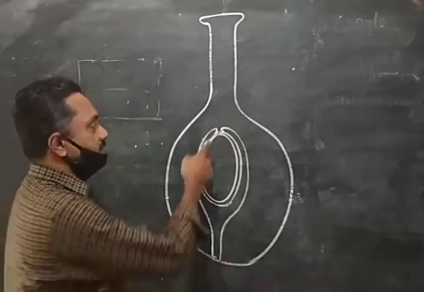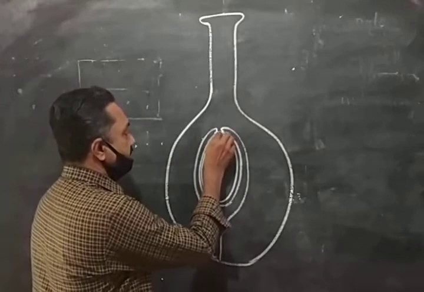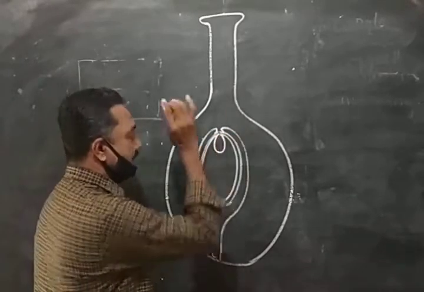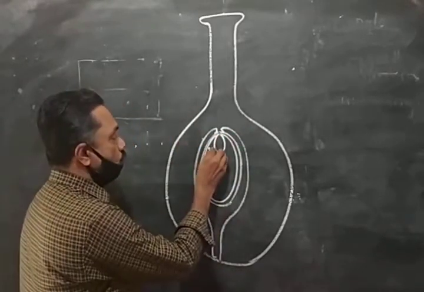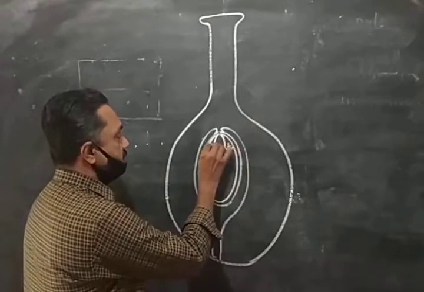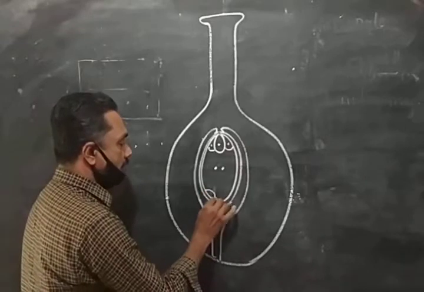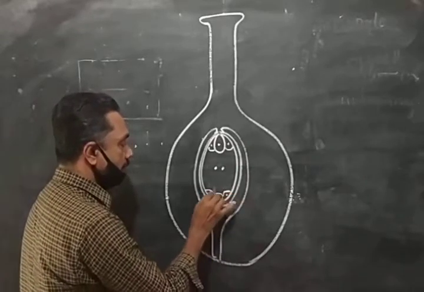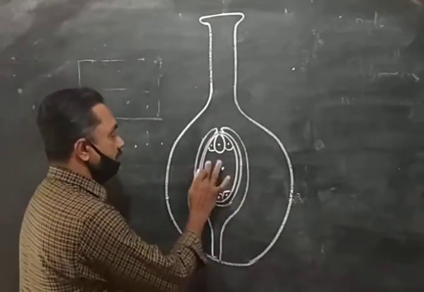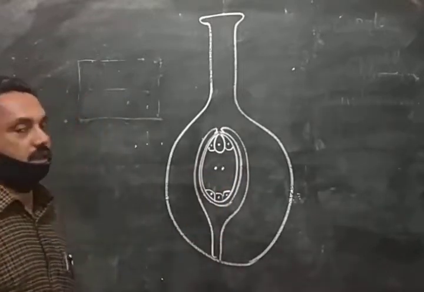Here is the micropyle, and there is the central large egg cell, and there are two synergids. In the middle there are two polar nuclei. On the other side there are three antipodal cells. This is the structure.